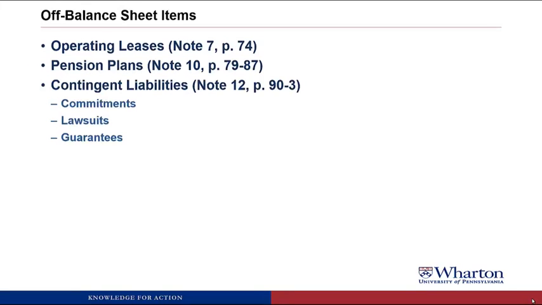Next thing we're going to look at are contingent liabilities that Vulcan has. Contingent liabilities are things that are not liabilities today. So they're not on the balance sheet today, but they're items that could turn into liabilities at some point in the future. So it'll be things like purchase commitments, lawsuits, guarantees, and so forth. So let's go to Vulcan's Note 12 to take a look at those.